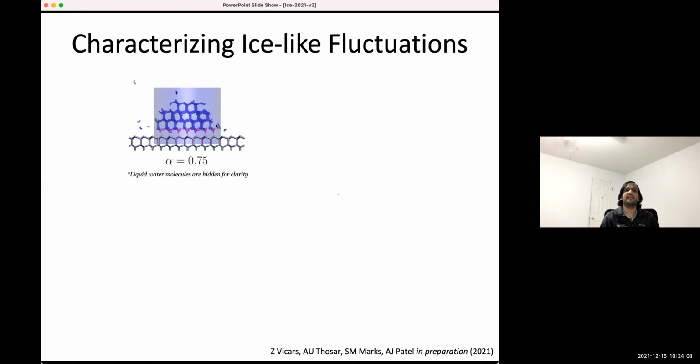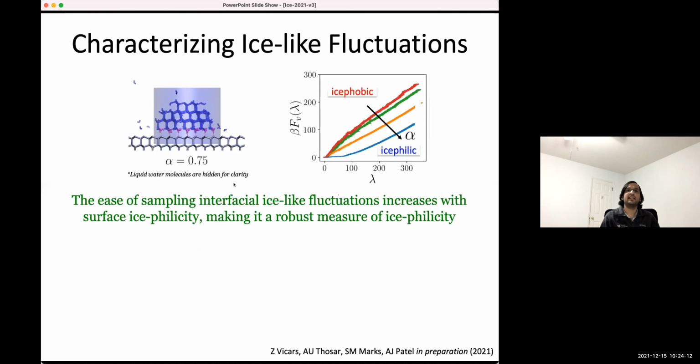We look at an observation volume near a pseudo ice surface and ask what is the free energetic cost for ice-like fluctuations near the surface, right? And what we observe is that as we make the surface more and more ice-philic by increasing alpha, it becomes easier and easier to observe ice-like fluctuations near the surface, right? So the hypothesis that I posed is indeed true.